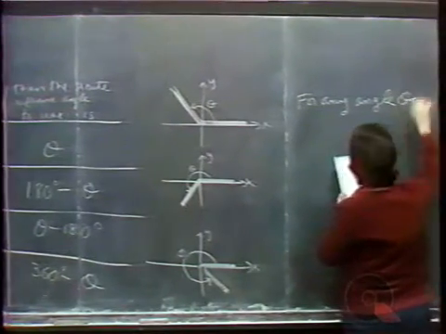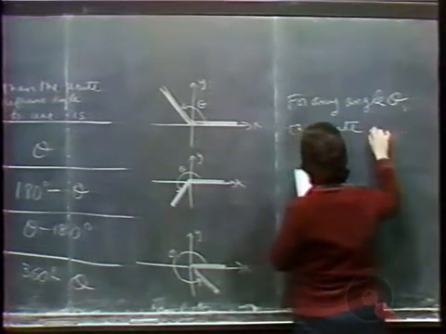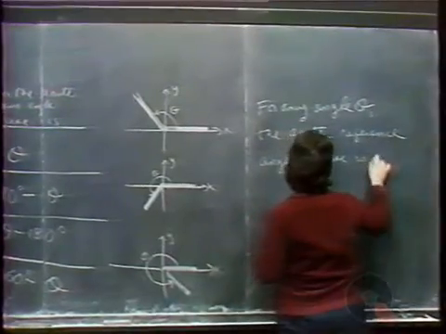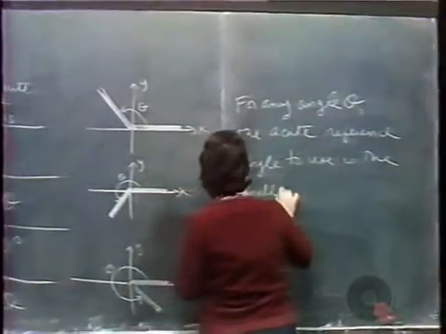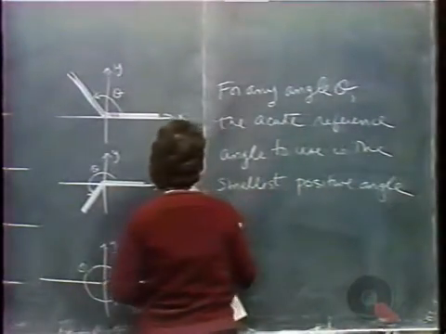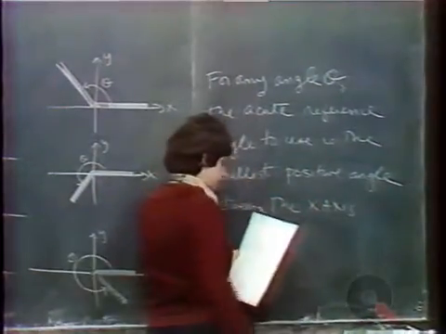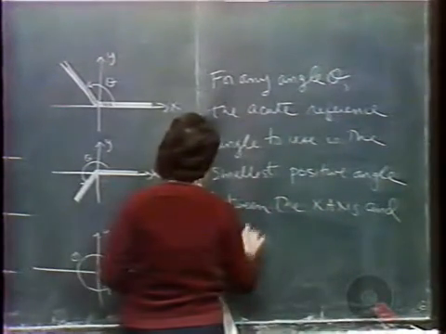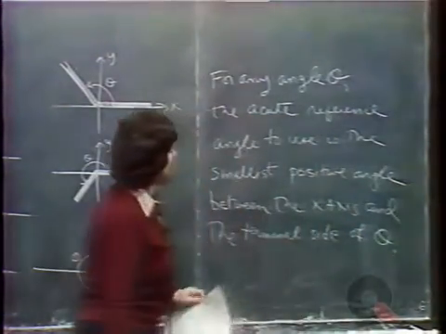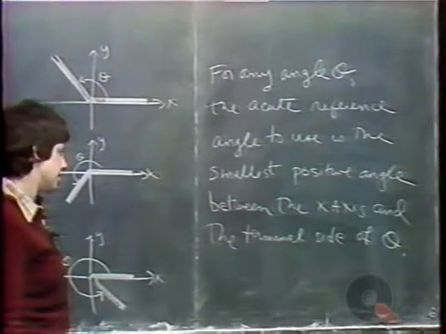In each case, for any angle theta, the acute reference angle to use is the smallest positive angle between the x-axis, any part of the x-axis, and the terminal side of theta. For any angle theta, it can be of any size. The acute reference angle to use would be the smallest positive angle between the x-axis and the terminal side of theta.